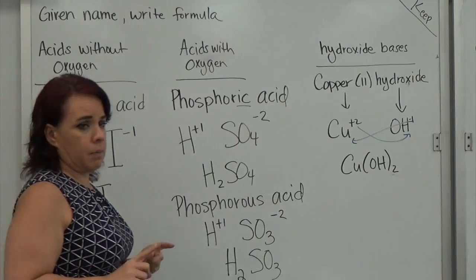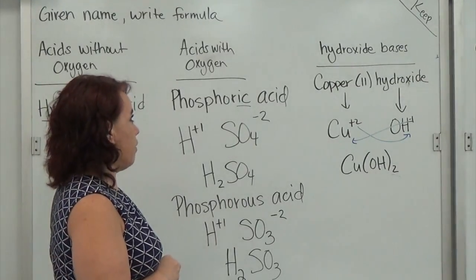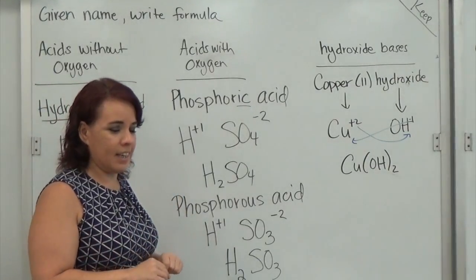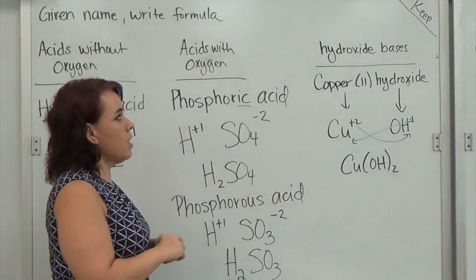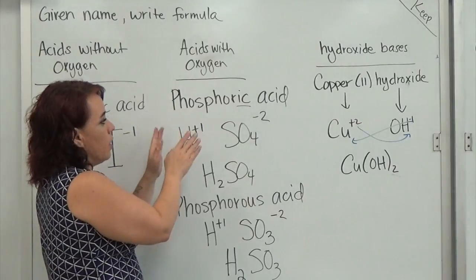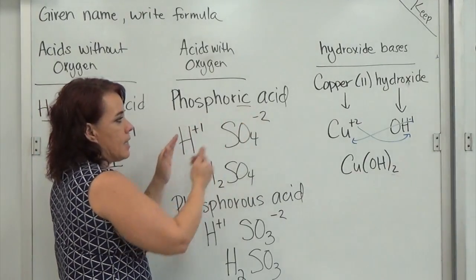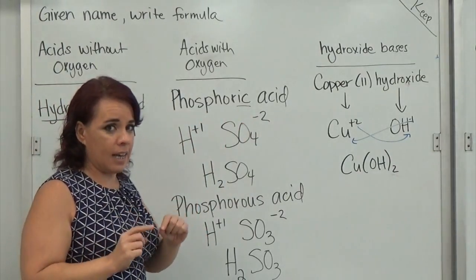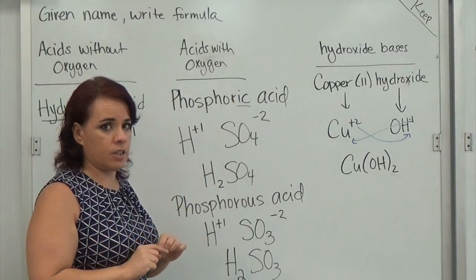Now, the second type of acid I have are those that have oxygen. And how do I know that? Well, it does not have hydro in the beginning part. So if you notice the name is phosphoric acid, that tells me that this acid has oxygen.